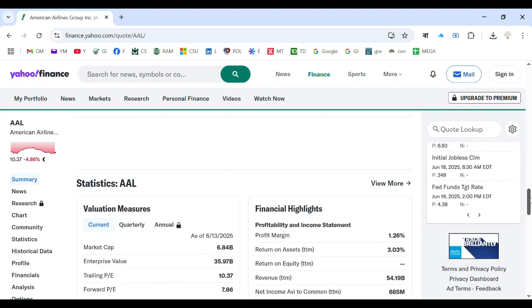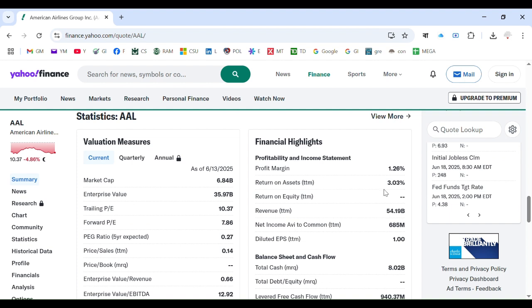So what are its financials? The profit margin is quite low. It is 1.26%, which is absolutely horrendously low. What about return on equity? It doesn't show any figure here. What is the diluted EPS? EPS is $1, which is good, but what about these other things? The profit margin is not in good shape, and return on assets is 3.03%, which is a really bad percentage.